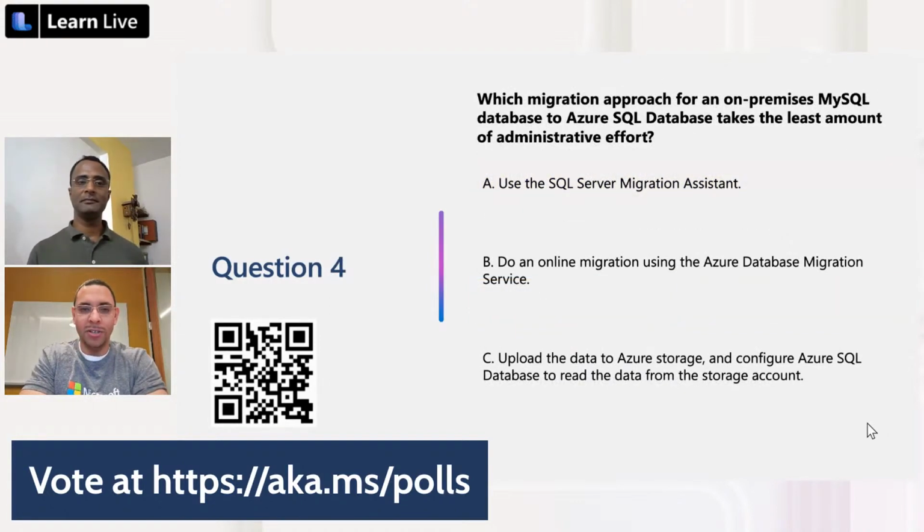All right, question number 4, and I think this is the final question. Which migration approach for an on-premises MySQL database to Azure SQL database takes the least amount of administrative effort? A, use the SQL Server Migration Assistant. B, do an online migration using the Azure Database Migration Service. Or C, upload the data to the Azure Storage and configure Azure SQL Database to read the data from the storage account.